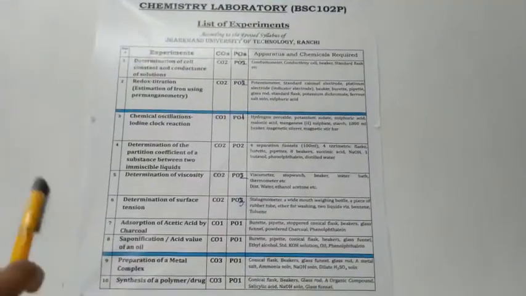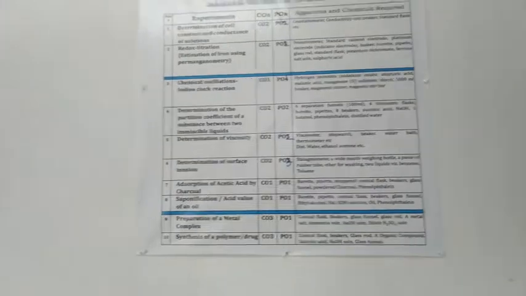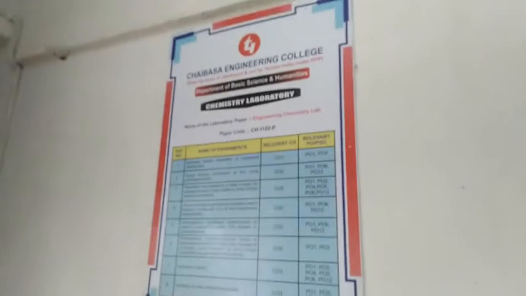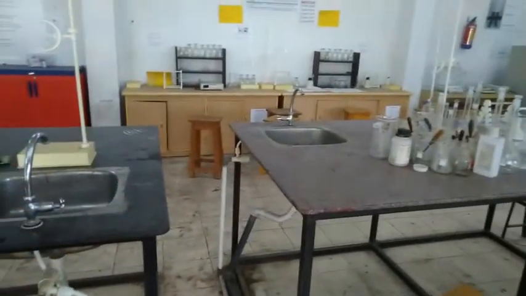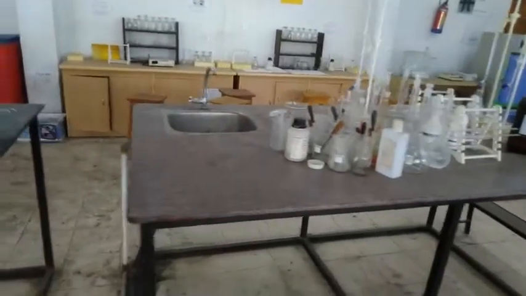Now here is our list of experiments according to the Jharkhand University of Technology. These are the experiments we perform for the first and second semester students. Here you can see the working days for the analytical and chemical experiments. If we need any tap water and sink, we have 4 sets and 2 sinks for the experiments.